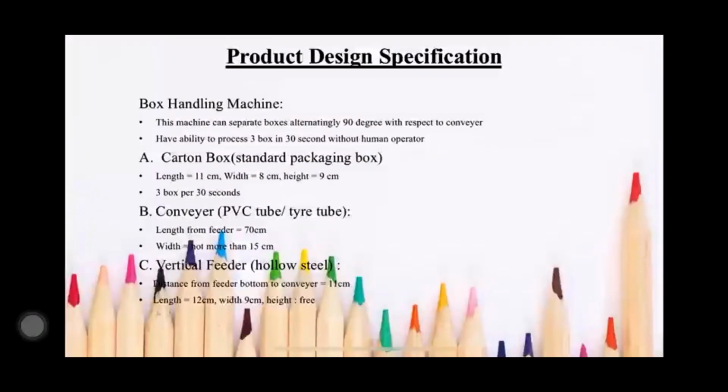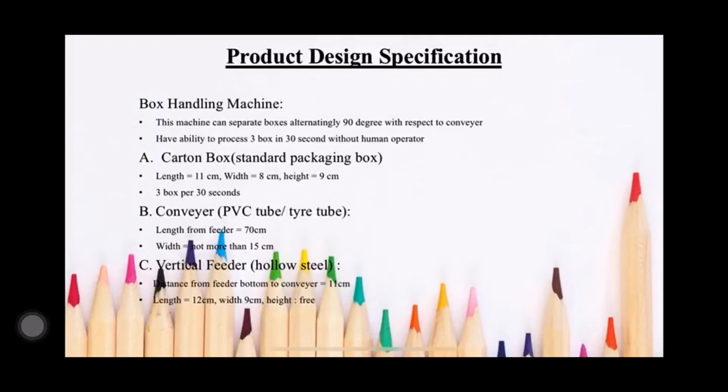Now, moving on to the product design specification. This machine can separate boxes alternatingly 90 degrees with respect to the conveyor. This machine also has the ability to process 3 boxes in 30 seconds without a human operator. For the carton box, we use a standard packaging box where the length is 11 cm, width is 8 cm, and the height is 9 cm. There will be 3 boxes per 30 seconds.